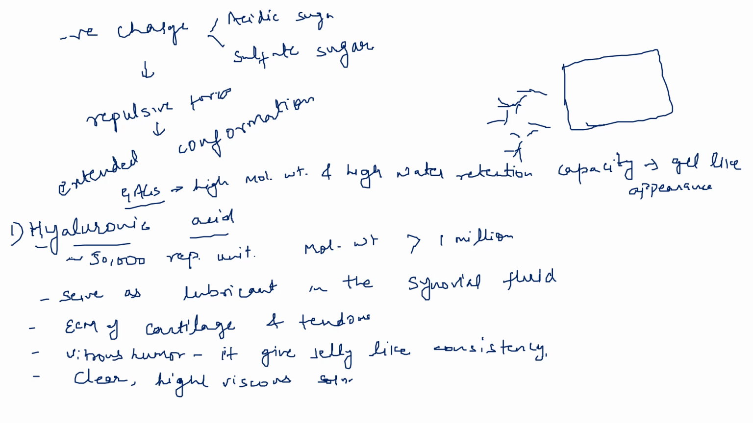In hyaluronic acid, as I've already told you, it exists only as a glycosaminoglycan, and it does not exist as a proteoglycan, as is the case with the other glycosaminoglycans. The other exception is that it is not esterified with a sulfate group.